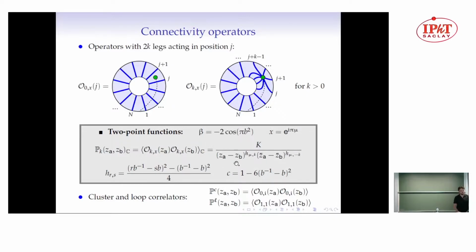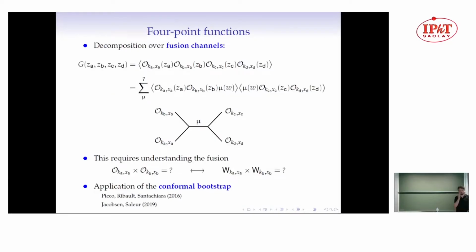Okay, so this is the general result. These are often called, I believe, watermelon operators. And the values are again known from Coulomb gas calculations. In particular, the cluster and loop correlators correspond to having k equals 0 legs or k equals 1 leg and a specific value of this x parameter. So we know exactly how the 2-point functions behave. Now, once we know how the 2-point functions behave, CFT also tells us how the 3-point function behaves. And so the next challenge is computing the 4-point function.